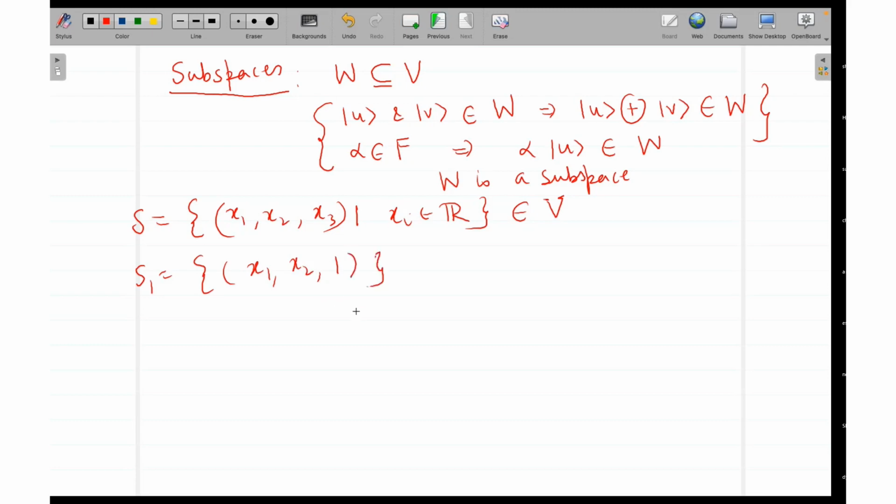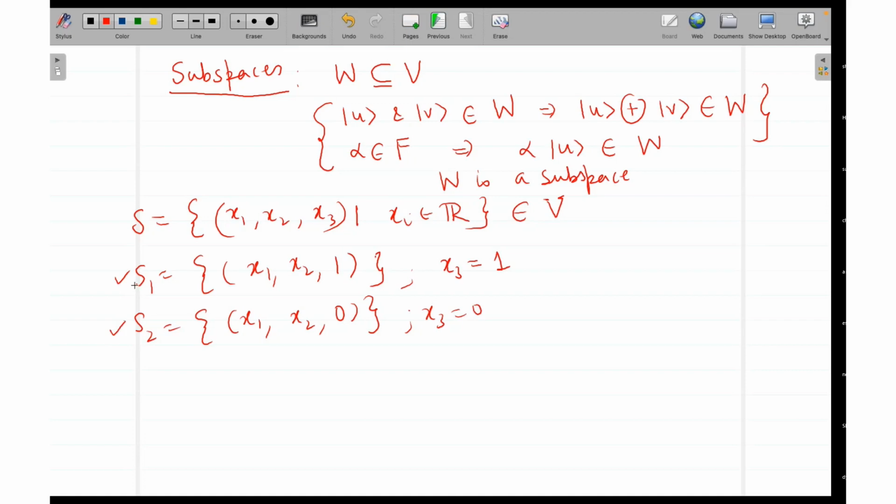So where you can say that the third component is always going to be 1. Or let's say another set x1, x2, 0, where the third component is always going to be 0. Does S1 constitute a vector space? Does S2 constitute a vector space?